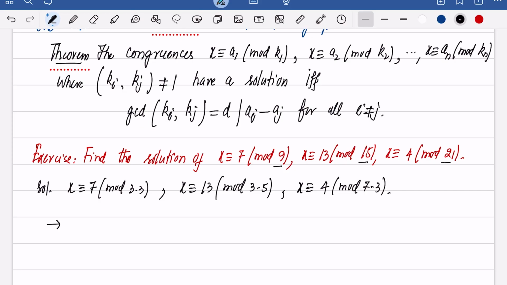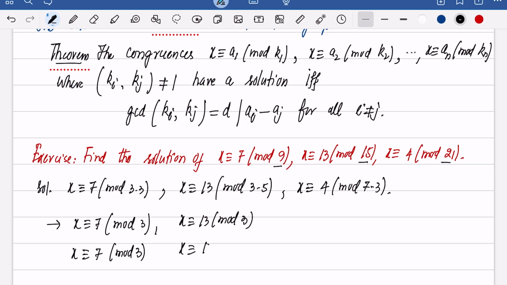Now these congruences can be written like this. We will split the congruences according to the number of prime factors involved in the moduli. So x congruent to 7 mod 3, and similarly this will give us x congruent to 7 mod 3. This will give us two congruences which are in fact similar. Now the second one, x congruent to 13 mod 3, and x congruent to 13 mod 5. Now here x congruent to 4 mod 3, we can write 3 in the beginning, and x congruent to 4 mod 7.